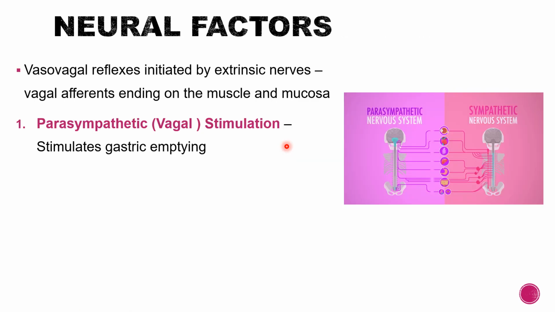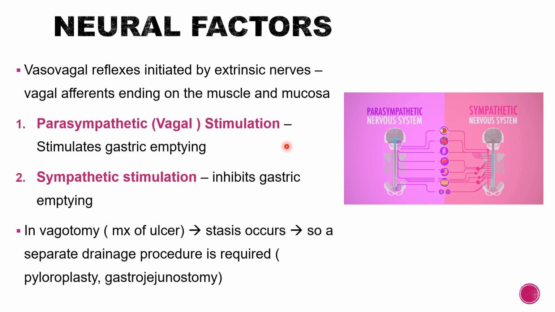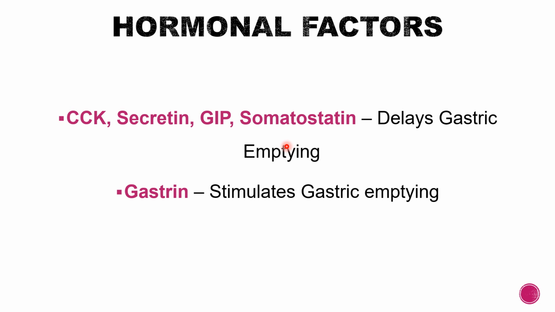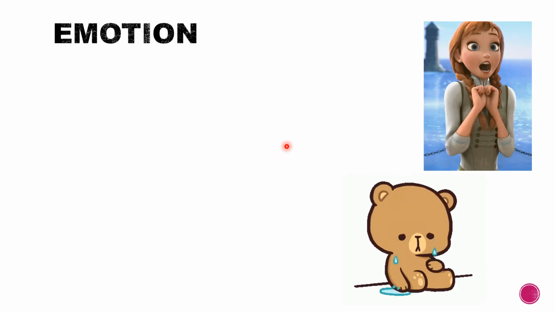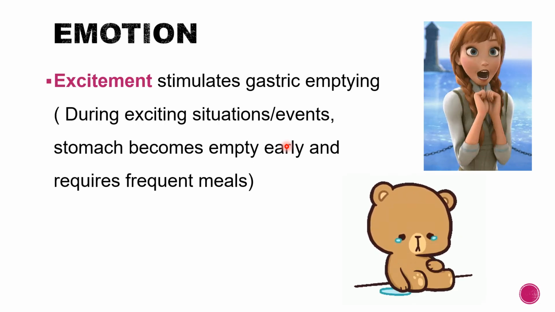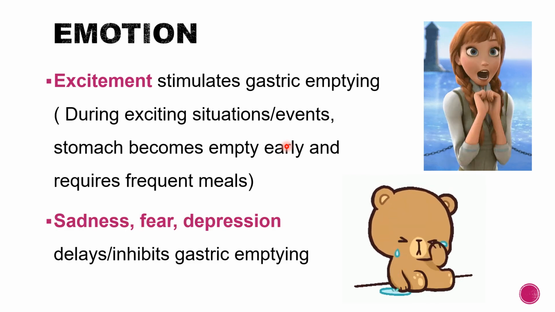Now the neural factors. Vagal stimulation stimulates gastric emptying, that is parasympathetic stimulation stimulates gastric emptying, while sympathetic stimulation inhibits gastric emptying. Now the hormonal factors: CCK, secretin, GIP, somatostatin all delay gastric emptying, while gastrin stimulates gastric emptying. Now the final point is emotion. When we are excited, gastric emptying is stimulated. When we are depressed or sad, the gastric emptying is delayed.